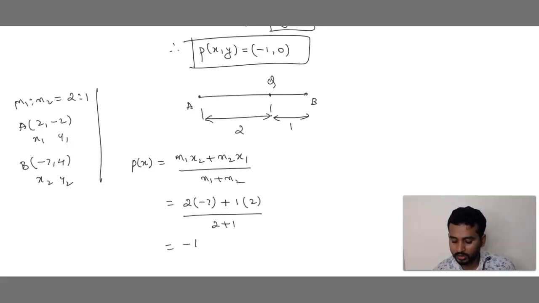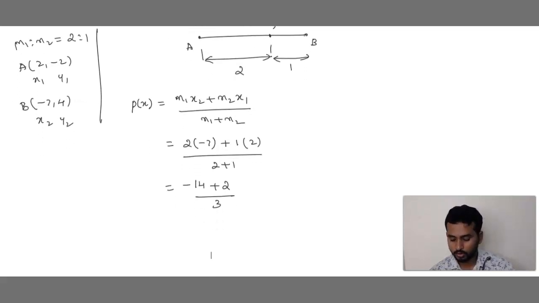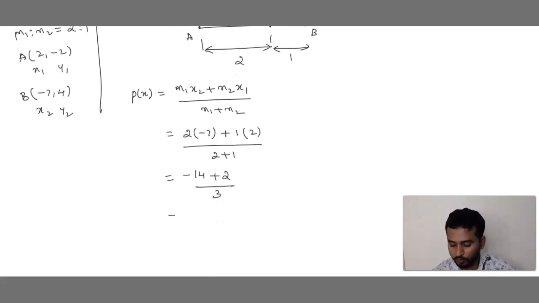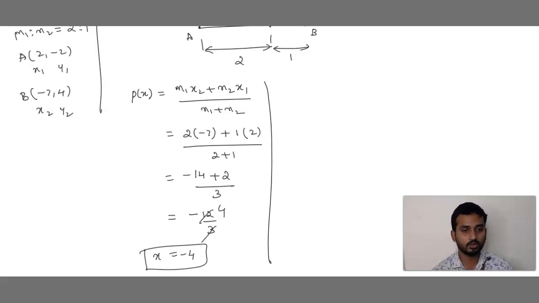Plus into minus is minus, 2 7s are 14. Plus into plus is plus, 1 2s are 2, by 2 plus 1 is 3. In 2 can we subtract 14? No. No means minus. 14 minus 2, 12 by 3. 3 1s are 3, 3 4s are 12. So the value of x is minus 4. So this is the x coordinate.